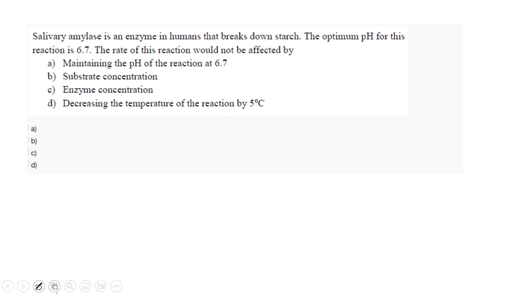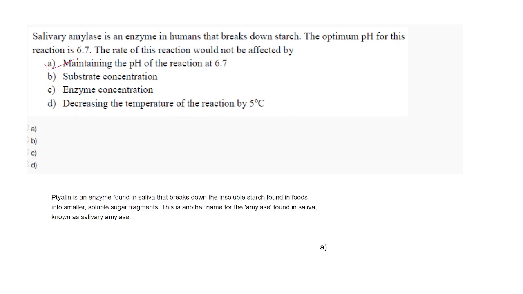So if you maintain the pH of the reaction at 6.7, then the rate of the reaction will not be affected. But sir, it's the optimum pH of the reaction, right? So it is asking: if you maintain the pH of the reaction, then the rate of the reaction will not be affected. So option A is correct. Salivary amylase is the enzyme found in saliva that breaks down the insoluble starch found in food into small soluble sugar fragments.